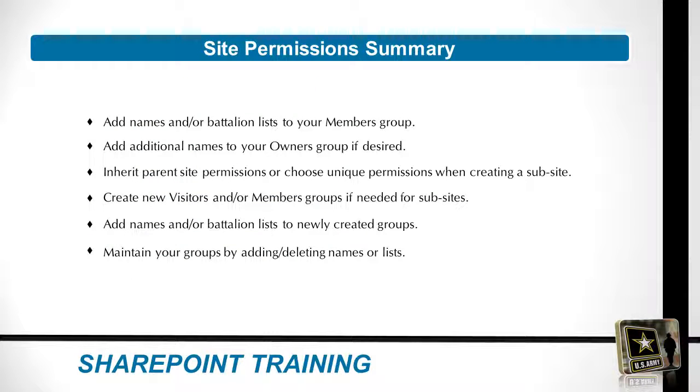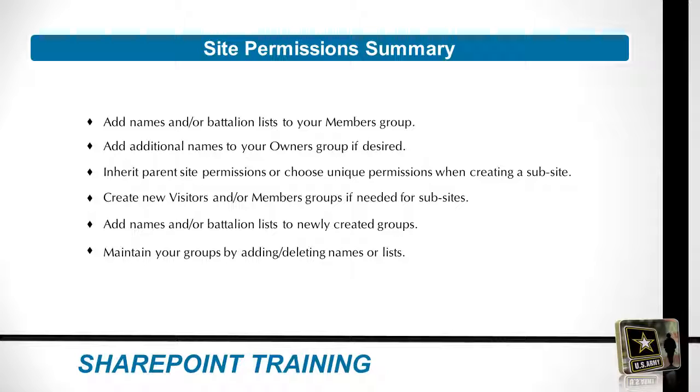At first glance, granting permissions can seem a little daunting, but in reality the process is fairly simple. Let's recap what site owners need to do to use and maintain their collaboration site permissions. First, add names or battalion lists to your members group. Remember, this group was already created for you and given contribute level permissions, but it is empty until you add members. If you want additional site owners that will have full level permissions, add names to your owners group.